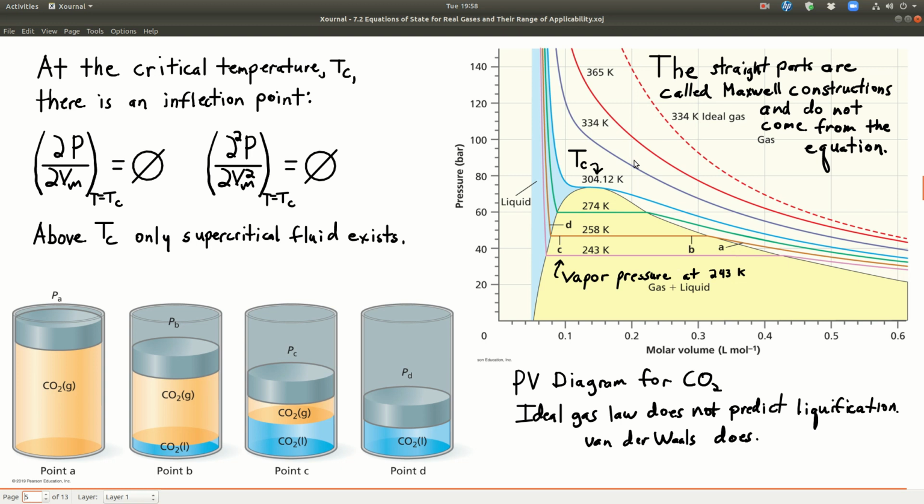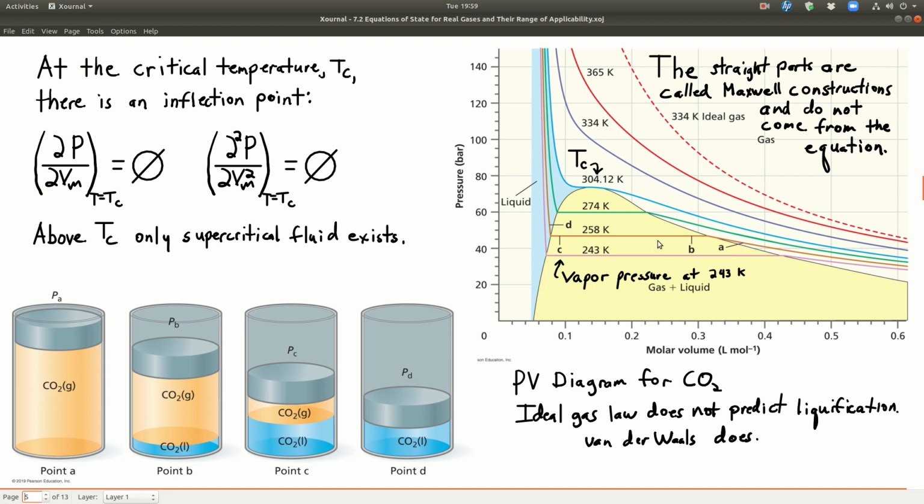So if we look at this, a couple things we get from here. First of all, these straight regions in here actually do not come from the equations, the Virial, not the Virial, the van der Waals or the Redlich-Kwong. They're called Maxwell constructions, and we'll talk about them in a minute. There's also some funny behavior that is not shown in this graph that comes from the equations, but it does.